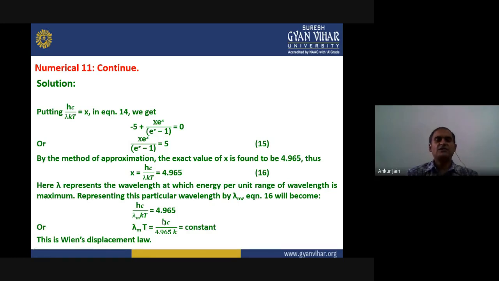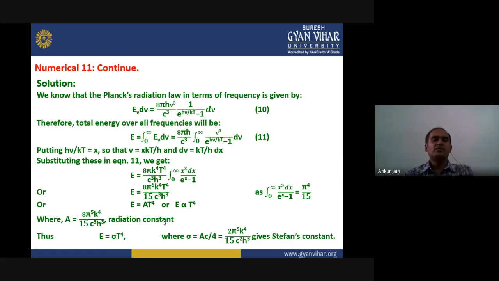Now the last part of this question is to derive Stefan's law from Planck's radiation law. So now we will use the frequency term of Planck's radiation law, that is given by E nu d nu equals 8 pi h nu cube upon c cube into 1 upon e to the power h nu upon kT minus 1 into d nu, right? So total energy over all the frequencies can be derived from this equation if we integrate it within the limits of 0 to infinity. So we are doing the same thing.